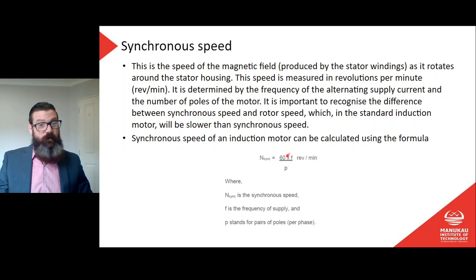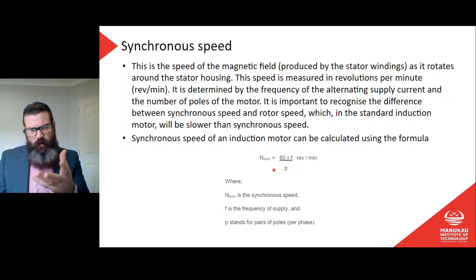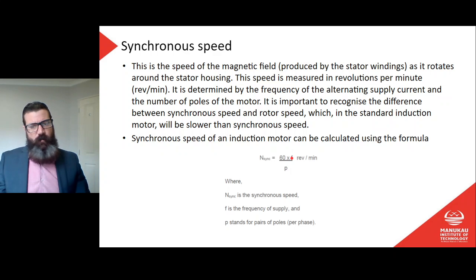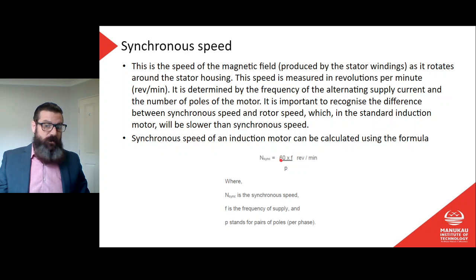So it'll be 60 times frequency. Now frequency in real life is always going to be 50, right? We might use a different frequency for theoretical calculations, but in real life it'll always be 50 because it's the only supply that we have. Unless you go to America, in which case it'll be 60. So the top line there will be 3,000, 60 times 50. Frequency is 50 cycles per second, times 60 makes 3,000 cycles per minute.